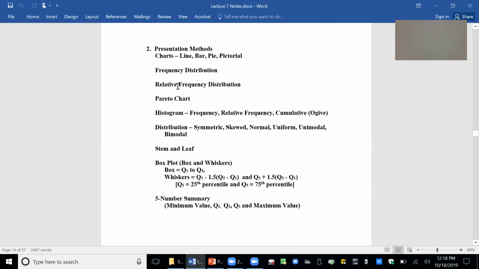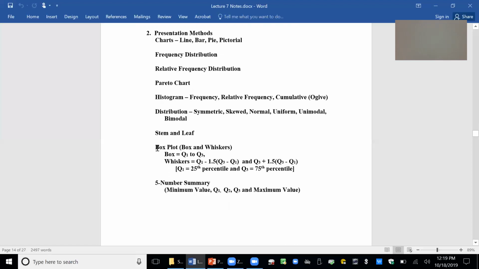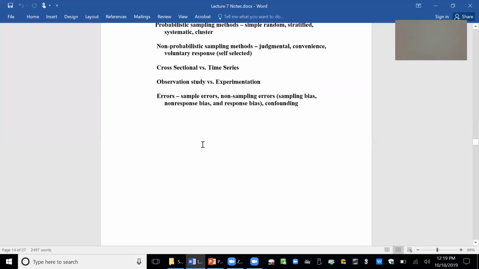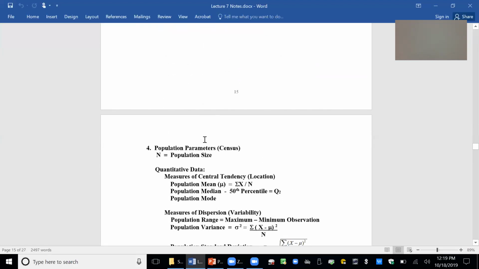We have frequency distributions, as we've seen, and relative frequencies. When we rank things, we get a Pareto. We've seen histograms, which are our bar chart for quantitative data. We can describe histograms with the words symmetric, skewed, normal, uniform, unimodal, and bimodal. Stem and leaf, box plot, 5 number. We'll do an example of that momentarily, and we'll come back to these procedures.